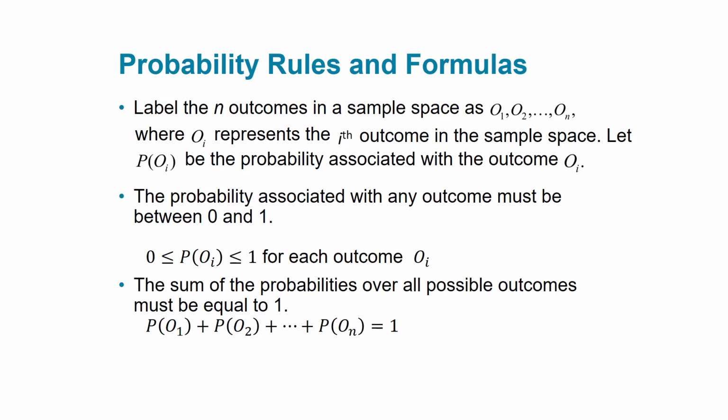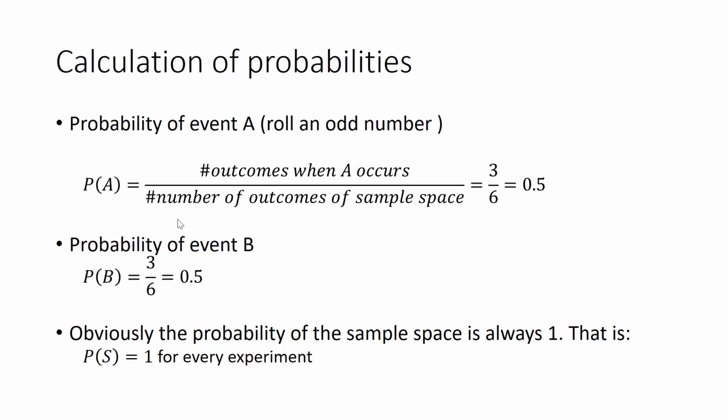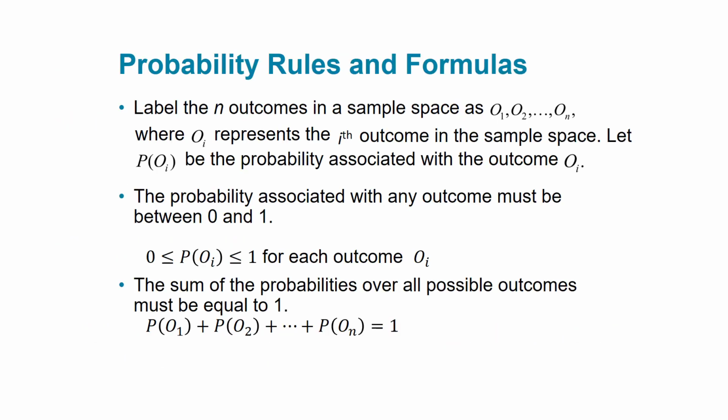So if we look back at the previous examples, instead of counting 3, we could say that the probability of A is the probability of rolling 1 plus the probability of rolling 3 plus the probability of rolling 5. The probability of rolling 1 is 1 over 6, of 3 is 1 over 6 again, and of 5 is 1 over 6, so we add them together and we get the same result. So this is an alternative way to calculate probability of events based on probability of outcomes.